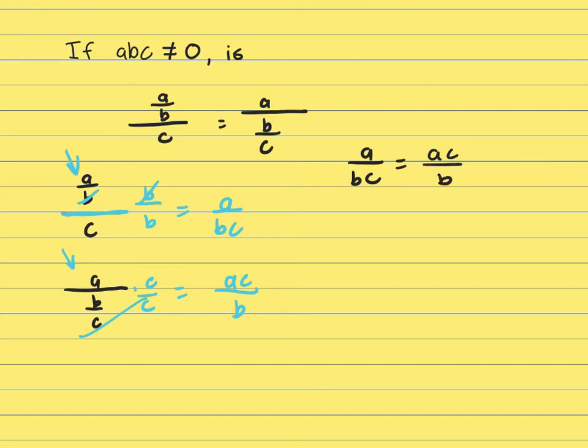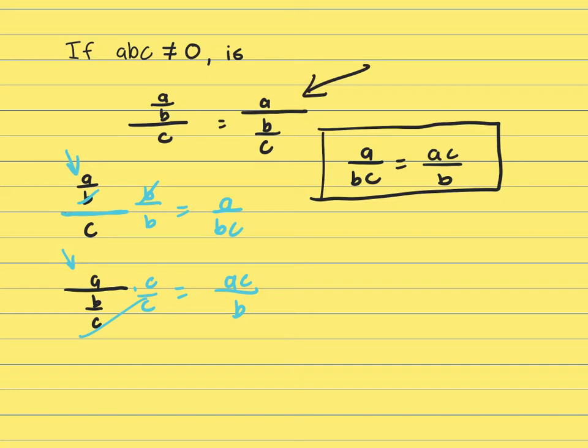So let's look at this form instead of the complex form. So let's look at clue 1. Clue 1 says a equals 1. Let's plug in 1, and that gives me 1 over bc equals c over b. Well, that doesn't work out, does it?